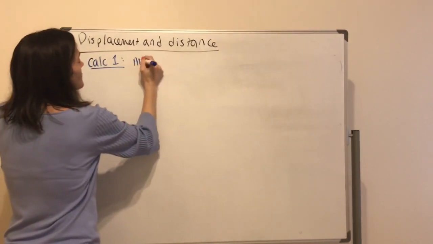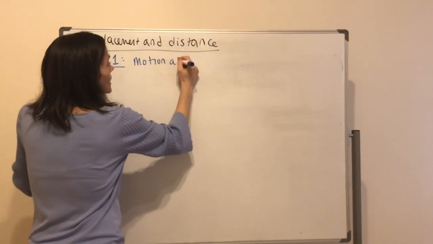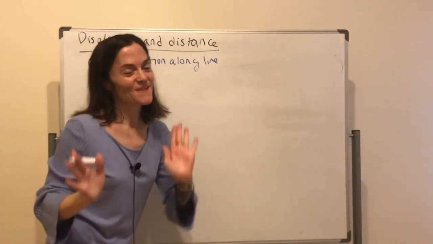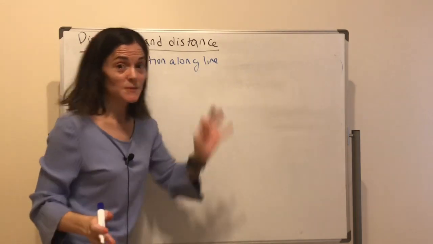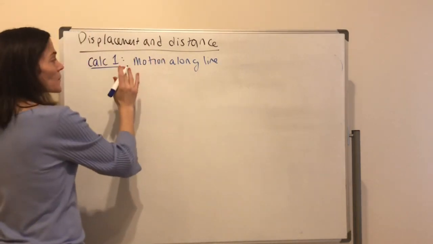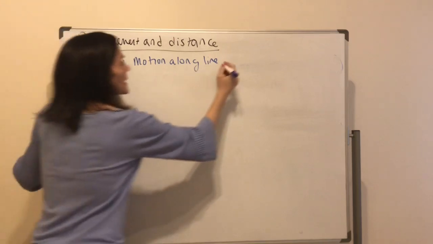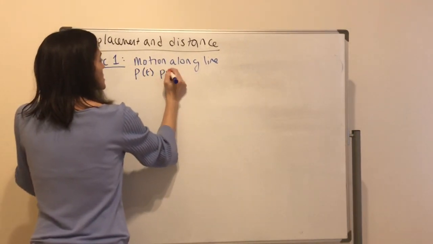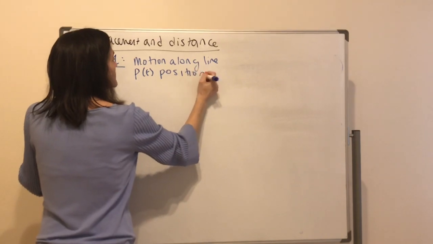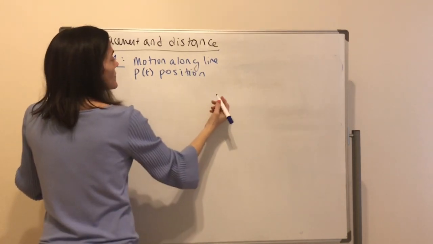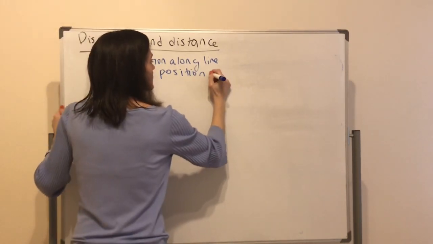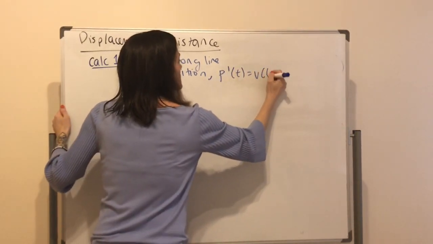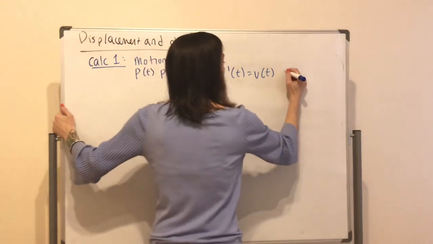First of all, I have motion along a line here, and we will get to motion in space later in this video. But for the moment, we're just looking at motion along a line. P of t is position. And then if we take the derivative, P prime of t, this is v of t, this gives us velocity.